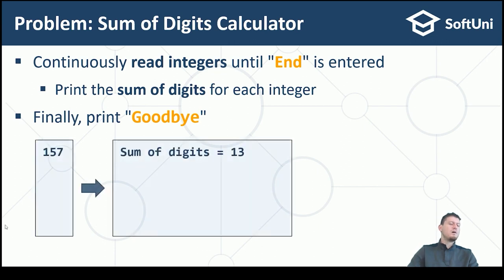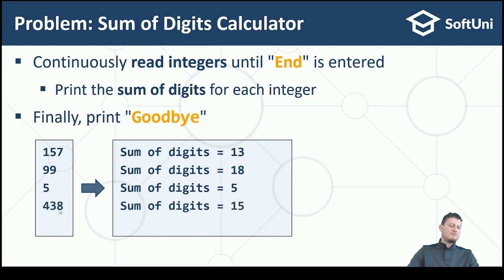This is an example. We enter 157. The sum of digits is 1 plus 5 plus 7, which is 13. The next number is 99. The sum of digits is 18. 5, the sum of digits is 5. 438, it's 4 plus 3 plus 8, it's 15. And when end is entered, the outer loop stops and says goodbye. This is what we need, a sum of digits calculator.